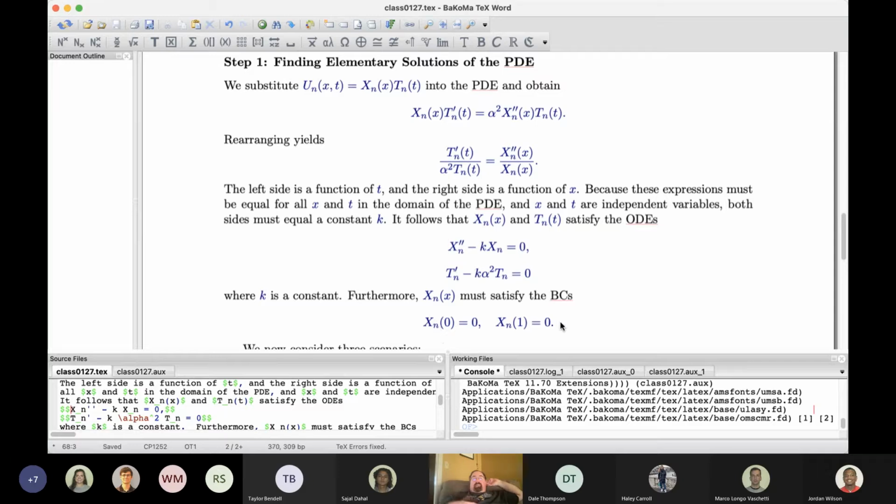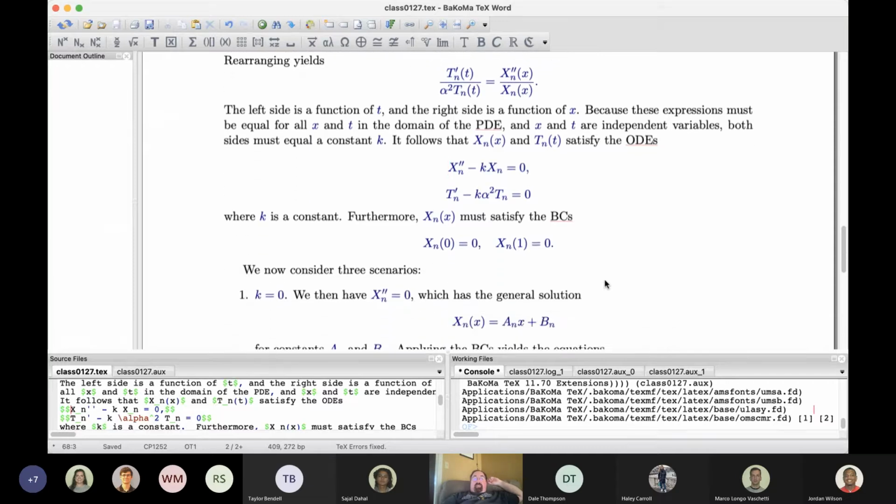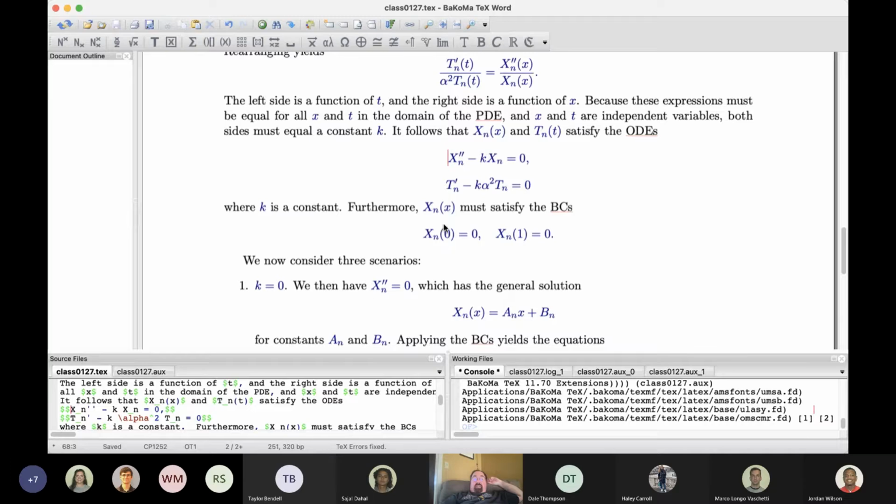Well, we don't want that. We need solutions that are non-trivial, that are non-zero. So what I'm going to do is look at different possibilities for this constant k and see what conditions it has to satisfy to make sure that we're going to get a non-trivial solution. So first I assume k is 0 in this ODE.